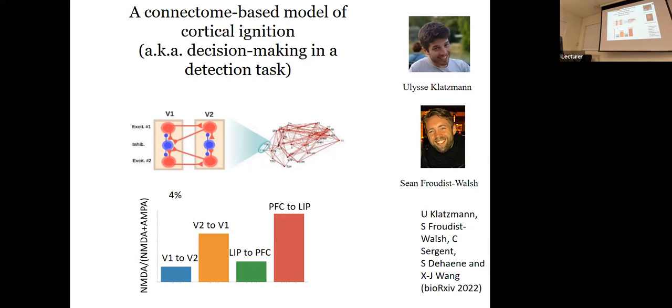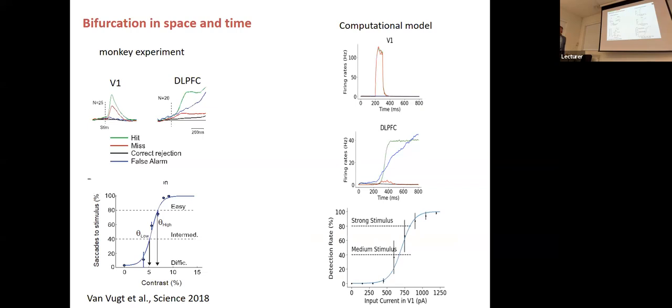And it's all small, right? In terms of NMDA component, but a bit more for V2 to V1 than V1 to V2, or for PFC to LIP compared to LIP to PFC, right? This is the main change we made for the large-scale multi-regional canonical cortex model. And the model indeed can capture the salient physiological observations.